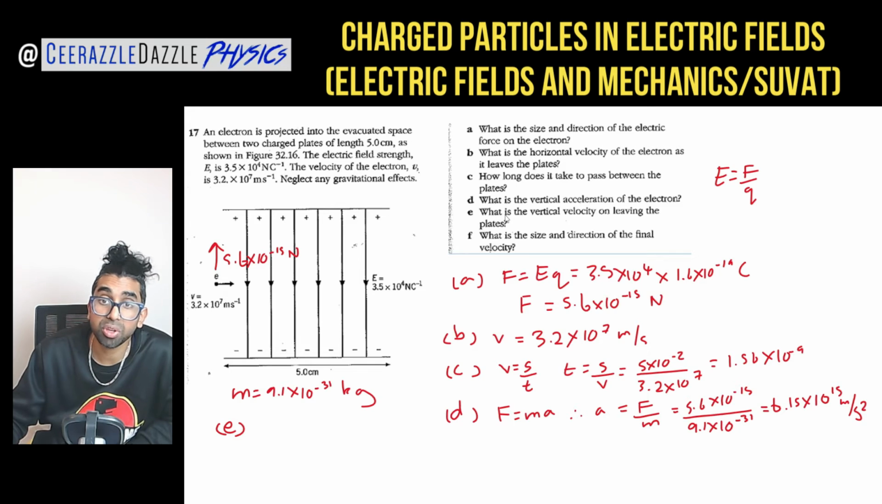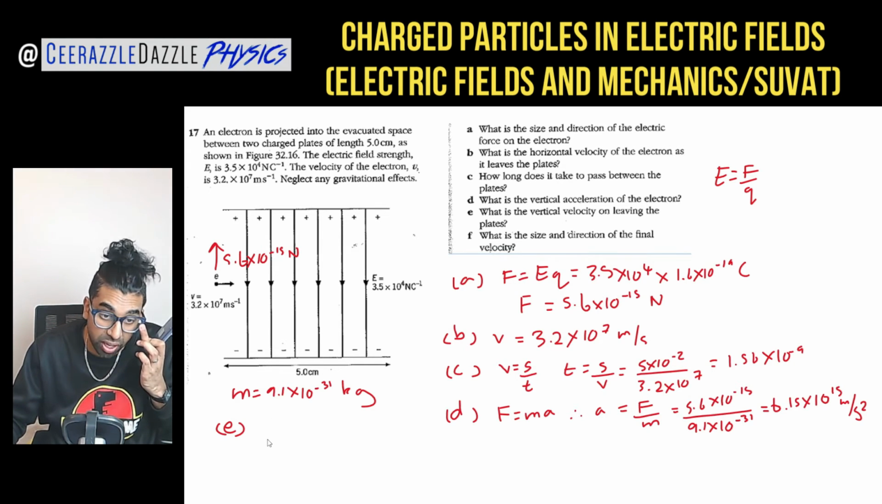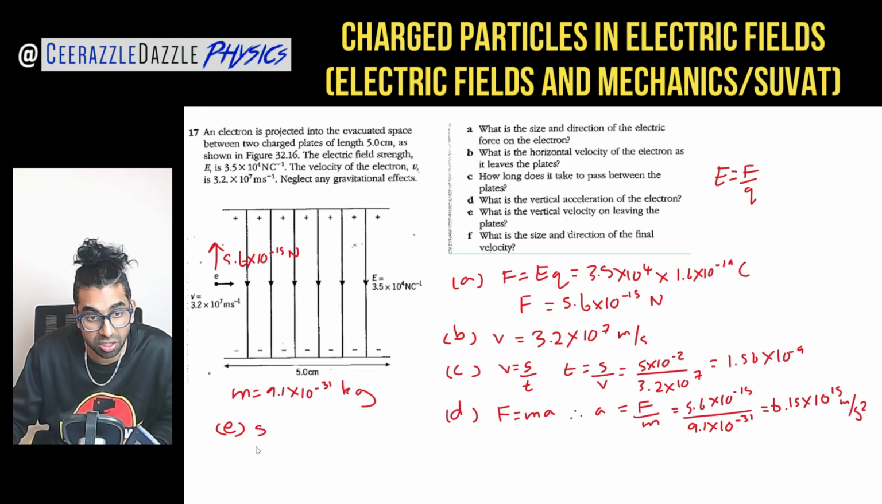Question E. What is the vertical velocity on leaving the plates? If I want to know the vertical velocity when leaving the plates, obviously I'm looking at the vertical plane. So let's try and look at SUVAT in the vertical plane. Let's do S, U, V, A, and T. Right, what do we know already? The acceleration was 6.15 times 10 to the power 15. Yes, that's going to be my vertical acceleration over here.